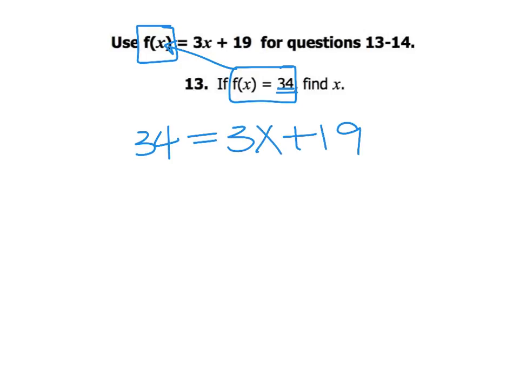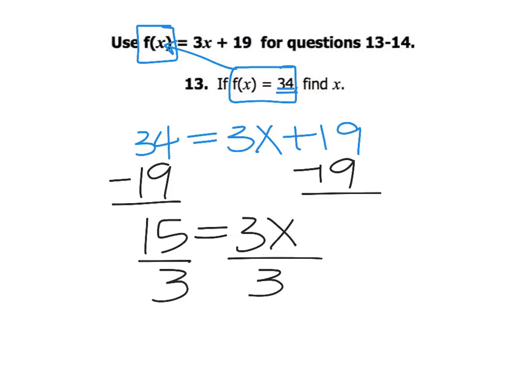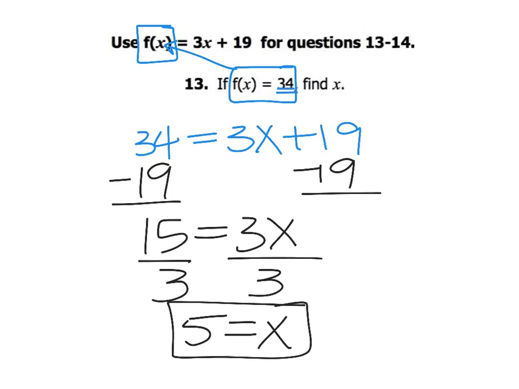Now we're just solving for x. We want to move the numbers to one side, so subtract 19. 34 minus 19 gives us 15. Divide by 3. So x equals 5. And that's it.